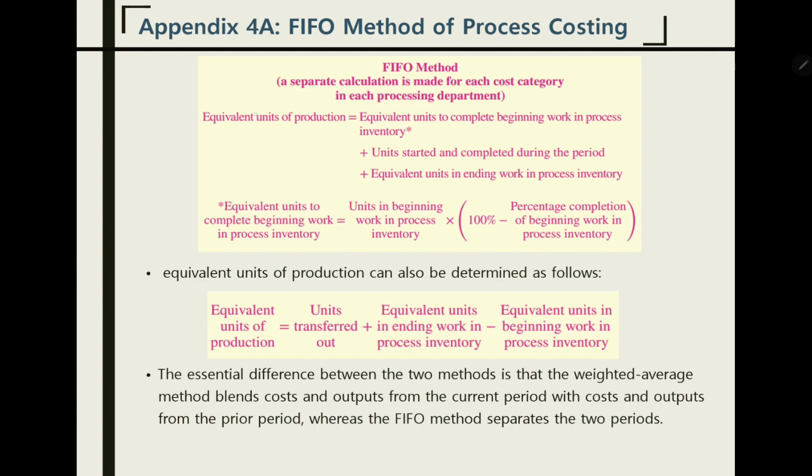In the FIFO method, we make a separate calculation for each cost category and in each processing department, right? Why? Because this is process costing. In process costing, we collect and trace the cost for each department.